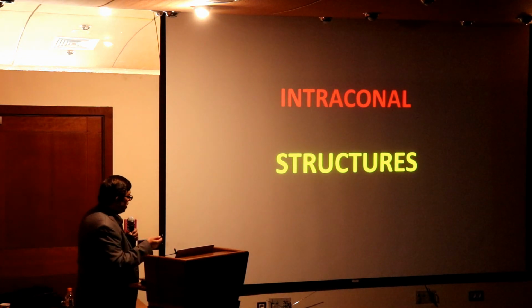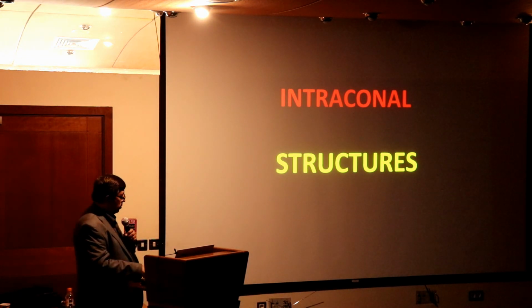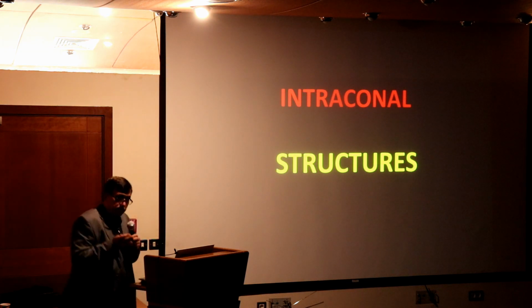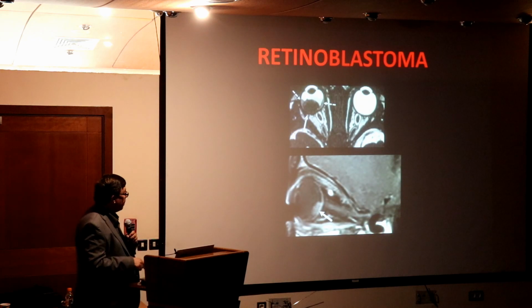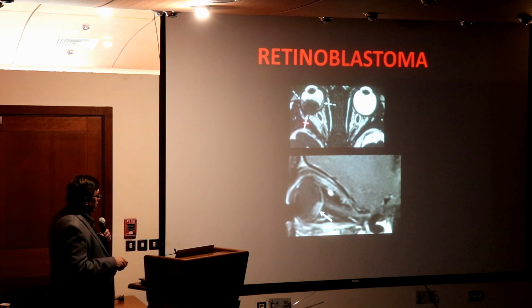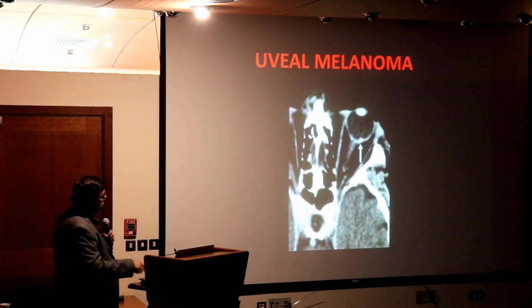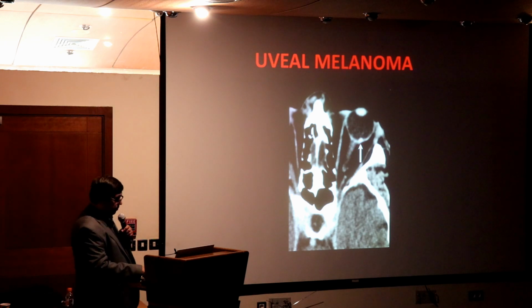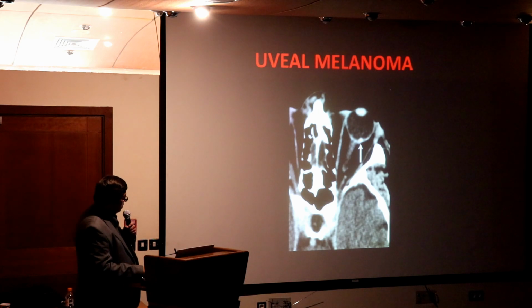Or the lesion can be intraconal. What are these lesions? We described the lesions that come from outside. Let's describe the lesions that come from inside the cone. You can have retinoblastoma, which is a disease of children, as you know, very malignant. Or it can come, in adults, from the uveal melanoma, like this one. So uveal melanoma is a disease of adults, retinoblastoma is a disease of children.